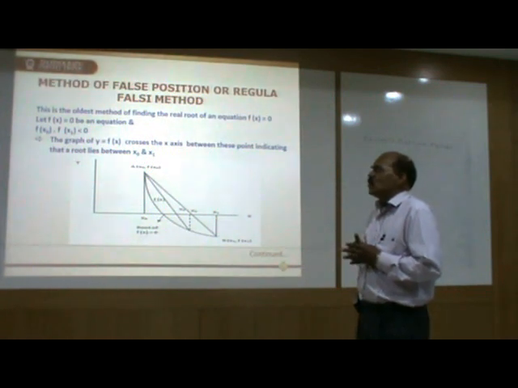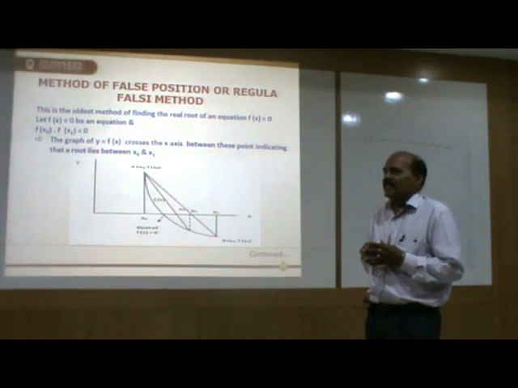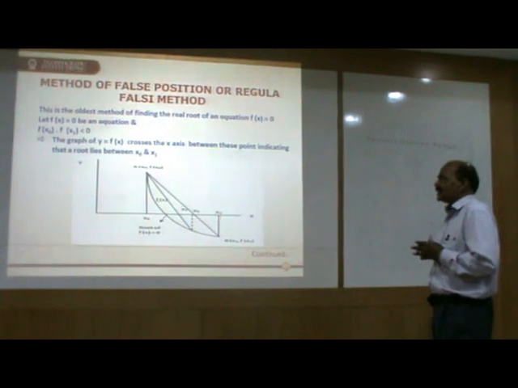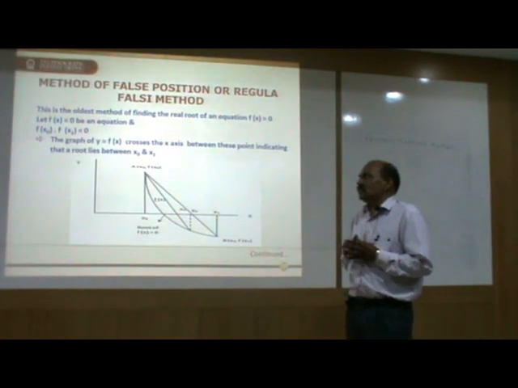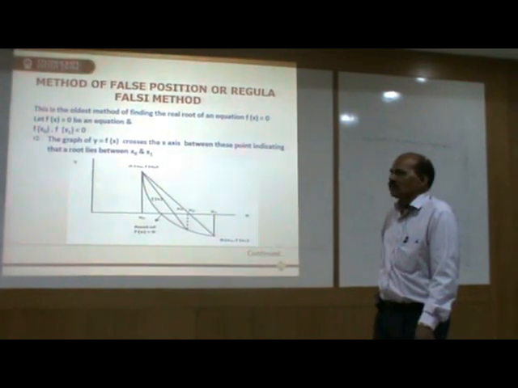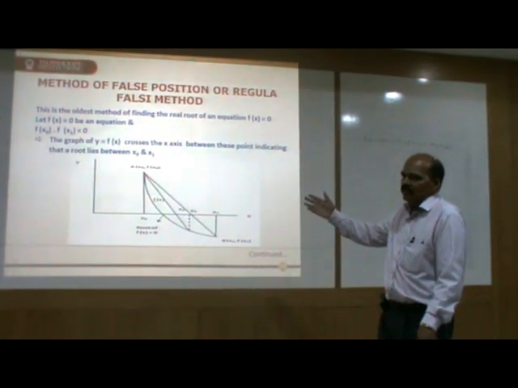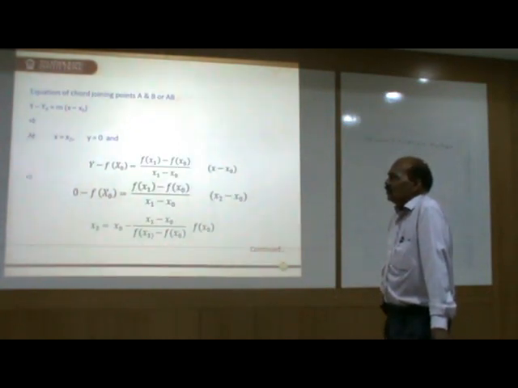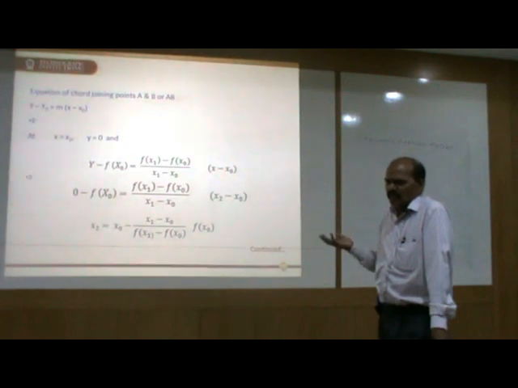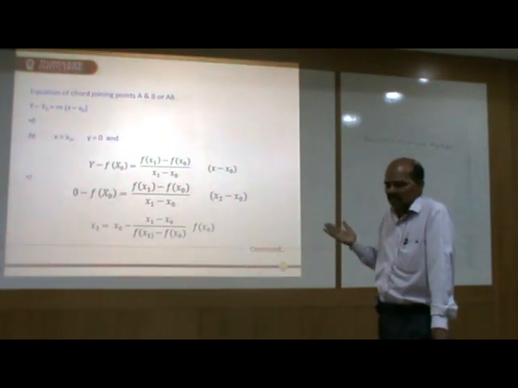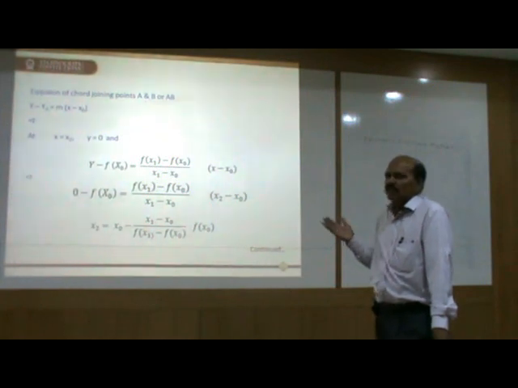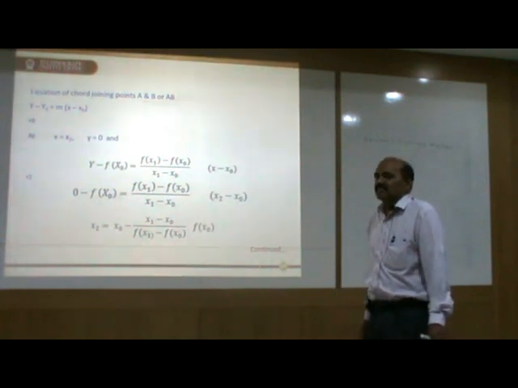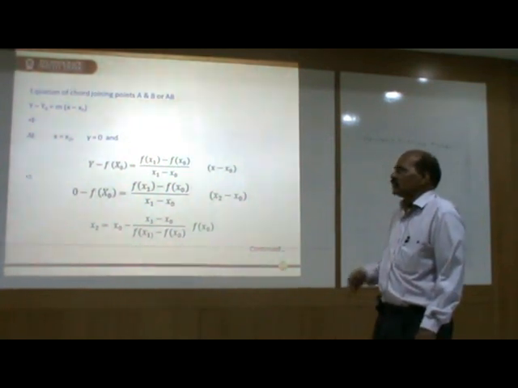And if f of x0 into f of x1 is less than 0, then this indicates that the graph of the curve y is equal to f of x crosses the x-axis between these points, indicating the root lies between x0 and x1, which I have shown in the figure given in the PowerPoint presentation. Now, what this method actually does is it consists in replacing the equation of the curve by means of a chord and taking the point of intersection of the x-axis and chord as an approximation to the root.